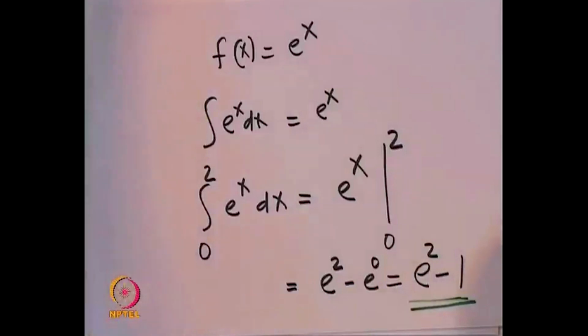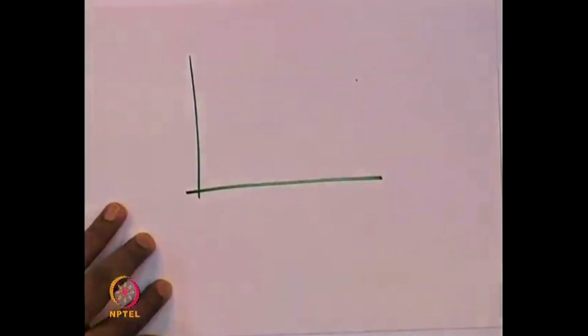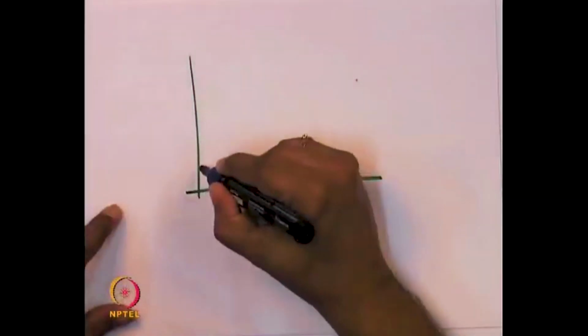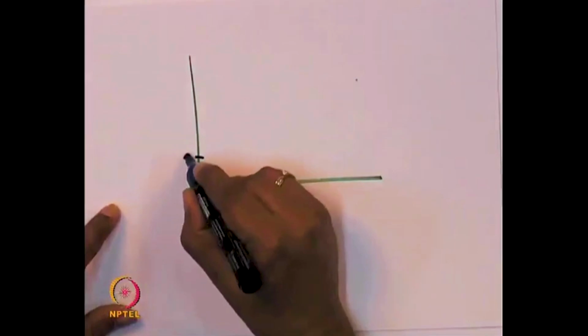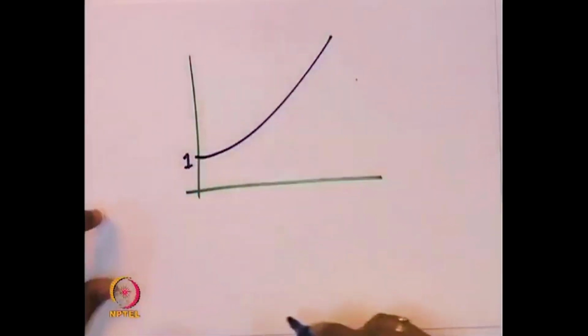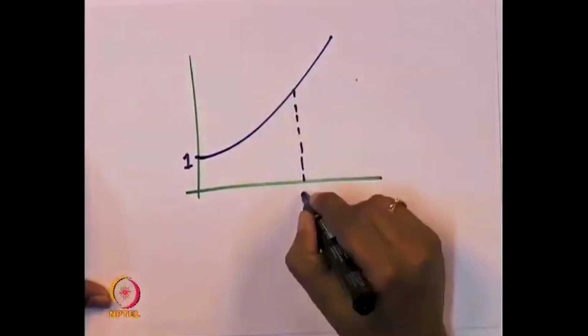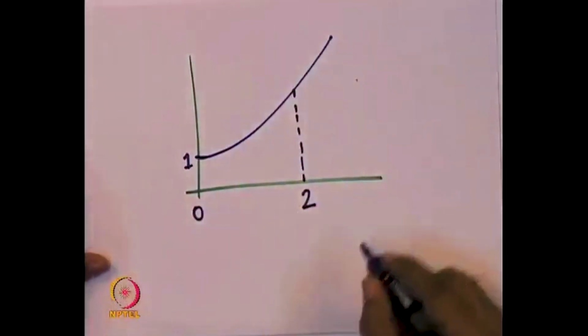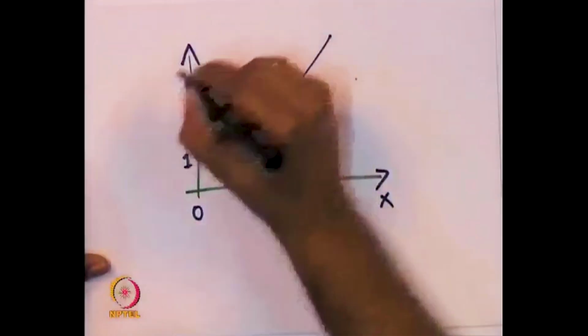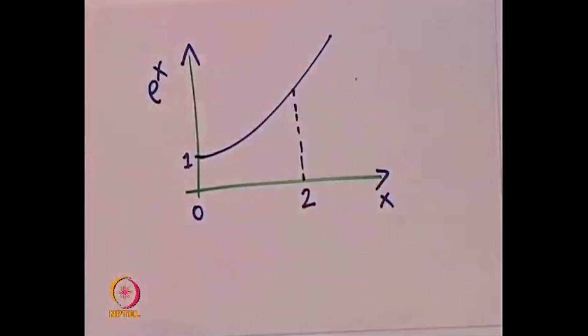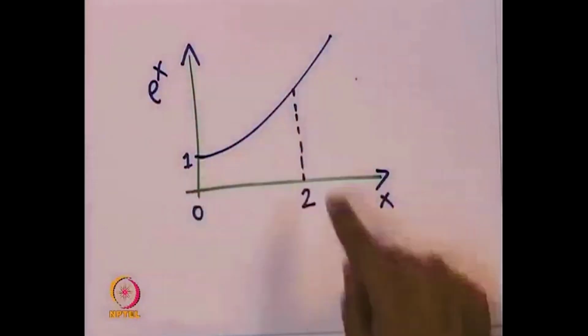So, let us draw e power x for a minute here. The e power x at x equal to 0 will be 1. So, this will be 1 here, and it will just go like this. At 2 it will have some value here. So, this is 2 and this is 0. This is your x axis and this is your e power x. Basically what we want is the area between these two.